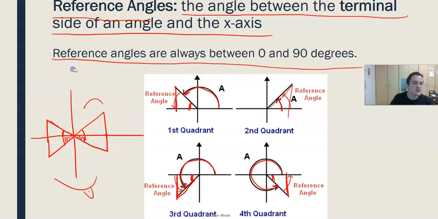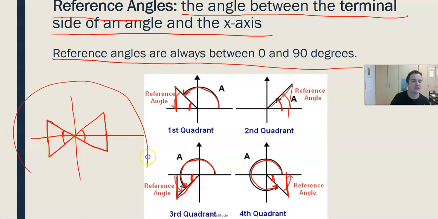Okay, anyways, so that's what a reference angle is. We draw our angle and identify where the terminal side is, and then the reference angle is the angle between that terminal side and the x-axis. So this little bow tie can kind of be helpful to remember where those angles are located. They're always right here to the x-axis.